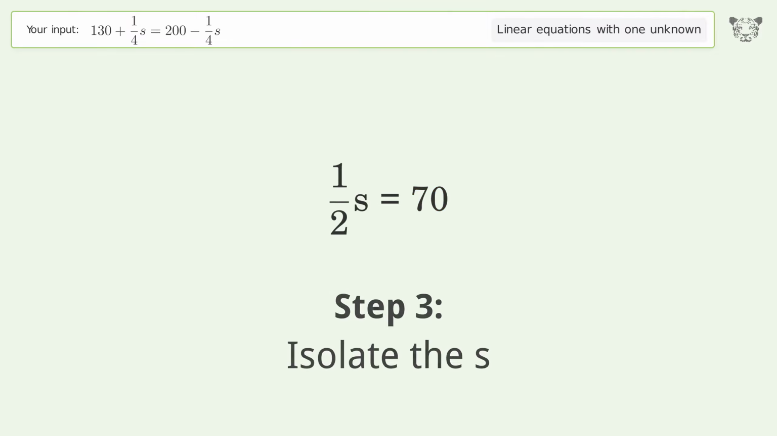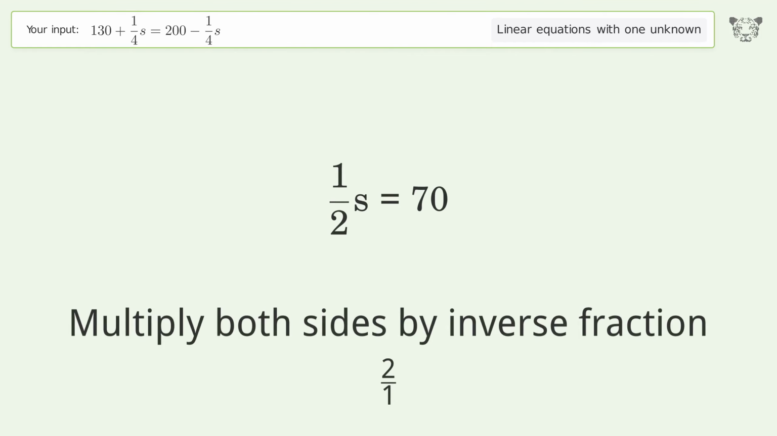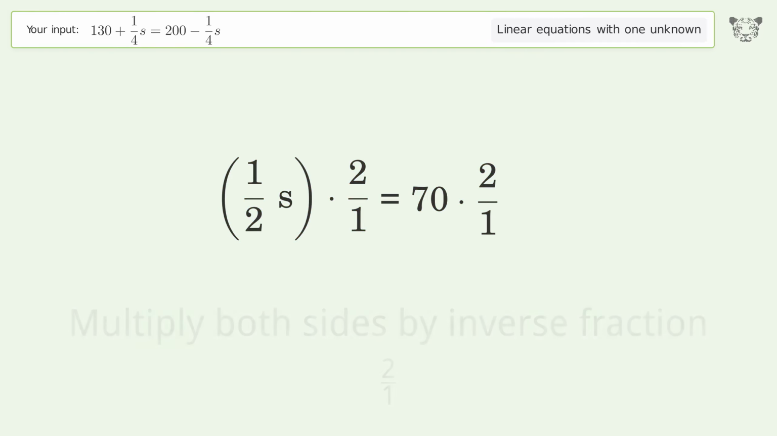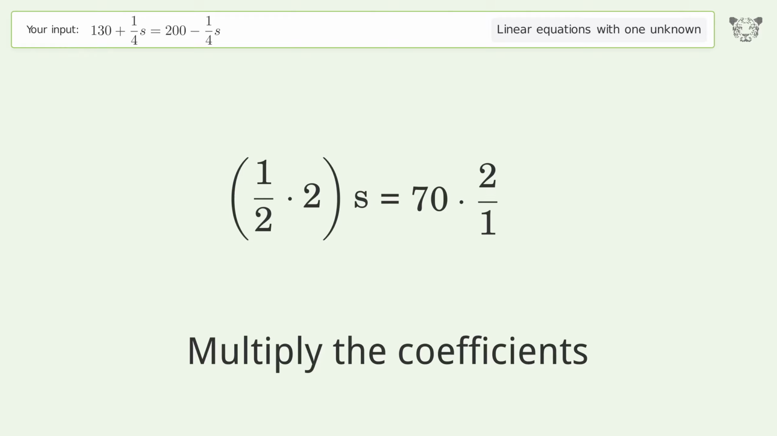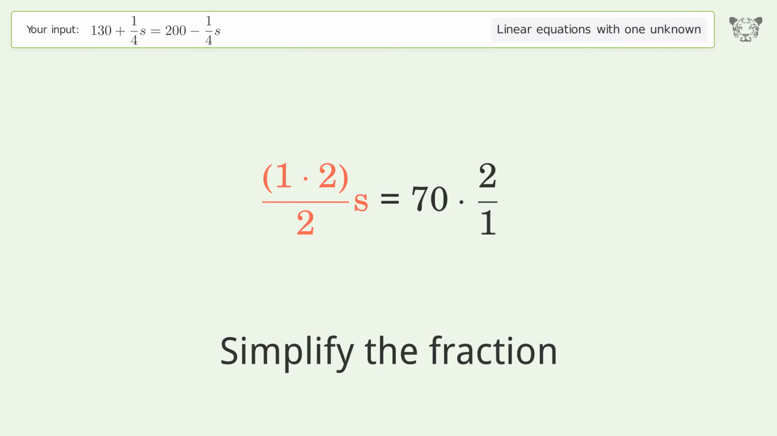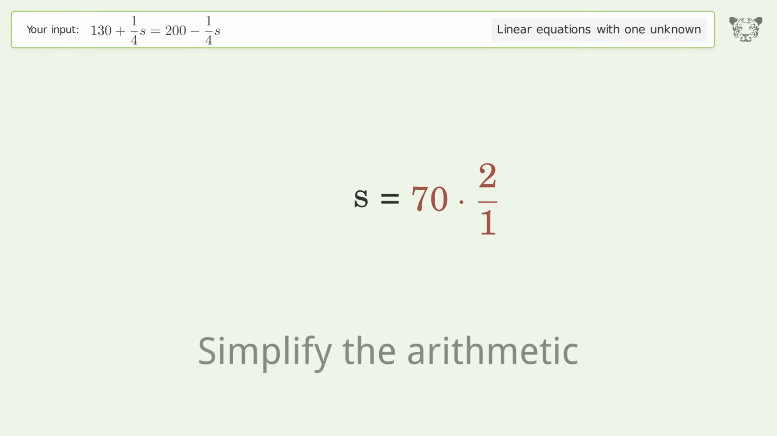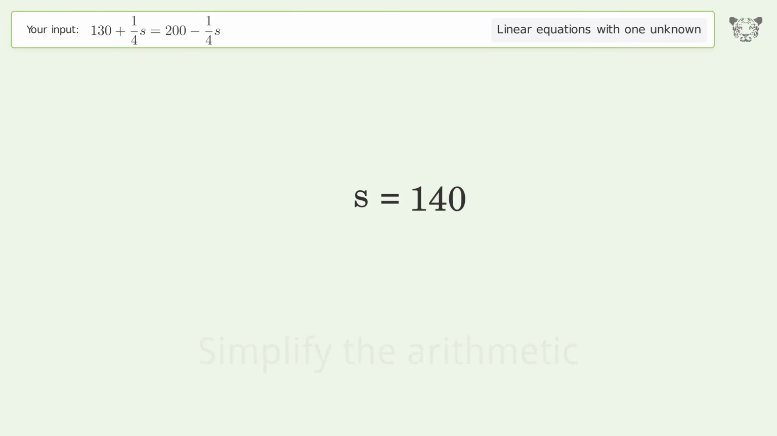Isolate the s. Multiply both sides by inverse fraction 2/1. Group like terms. Multiply the coefficients. Simplify the fraction. Simplify the arithmetic. And so the final result is s equals 140.